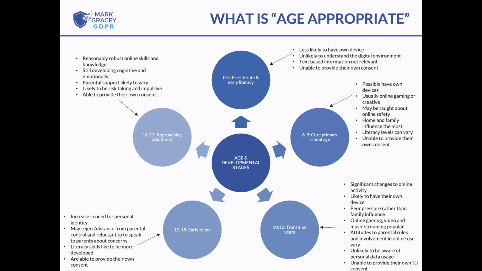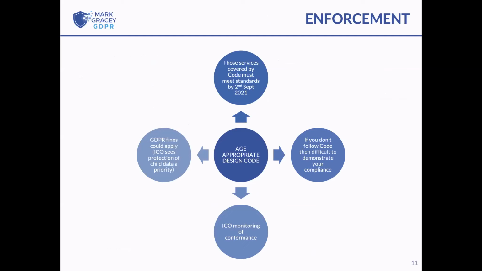Okay, so that's a way of looking at how to consider the age appropriateness of what you're offering. And finally, in this introductory part, before we get onto the 15 standards, enforcement, what is that going to look like? Well, as I said, it comes into force today. You've got 12 months to implement. So from the 2nd of September 2021, it will be fully enforceable. If you don't follow the code, it's going to be difficult for you to demonstrate your compliance, and it will be used as part of the ICO's approach to enforcement.